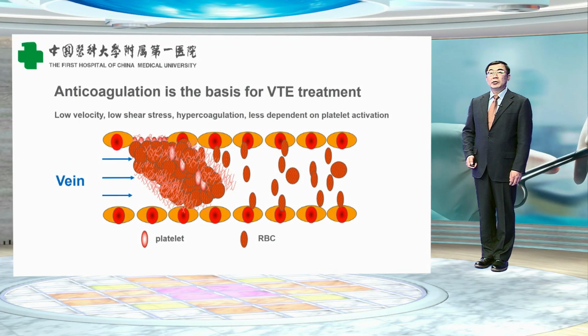Because DVT forms under low velocity, low shear stress, and hypercoagulation circumstances with activation of coagulation, less dependent on platelet activation, anticoagulation is the basis for VTE treatment. And many guidelines from different academic societies from different countries recommend anticoagulation as a basis for DVT treatment.